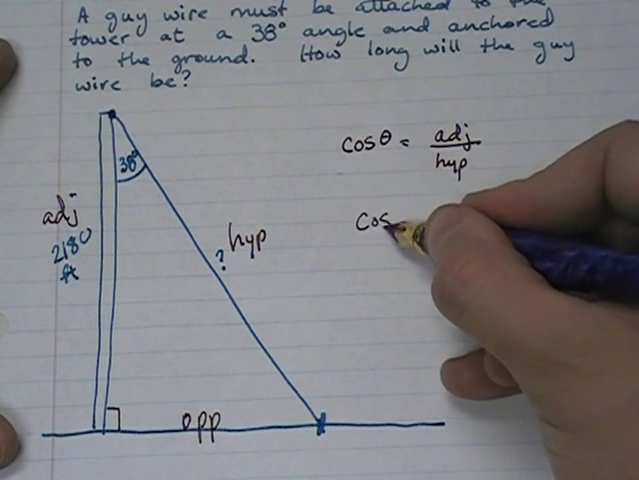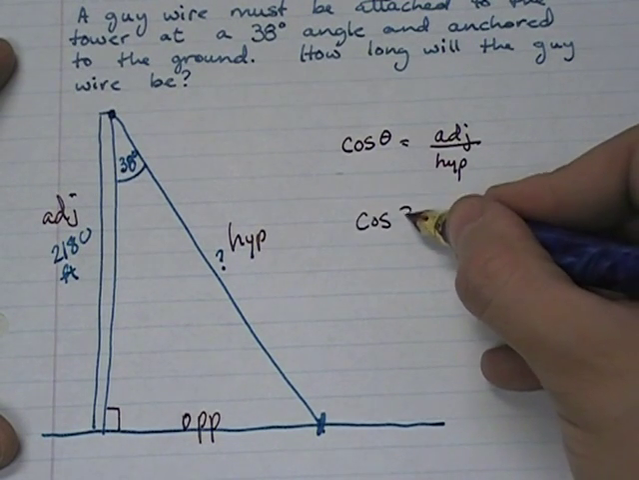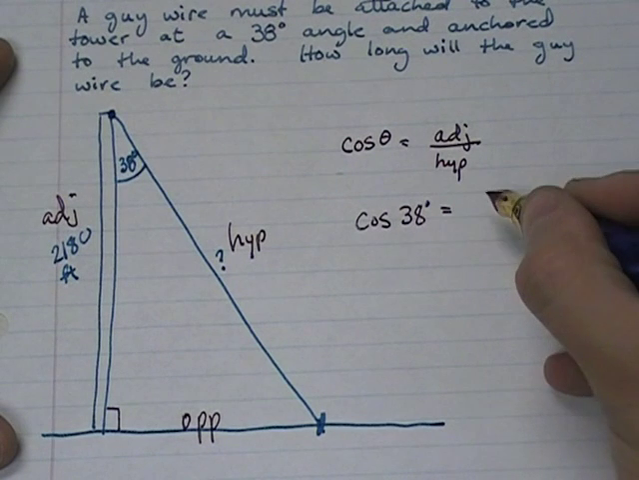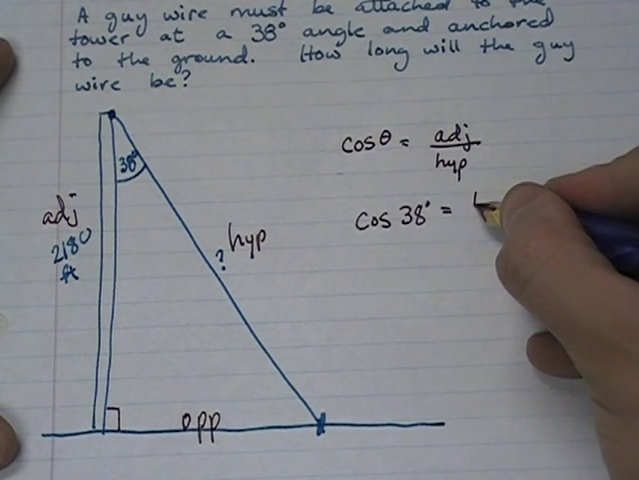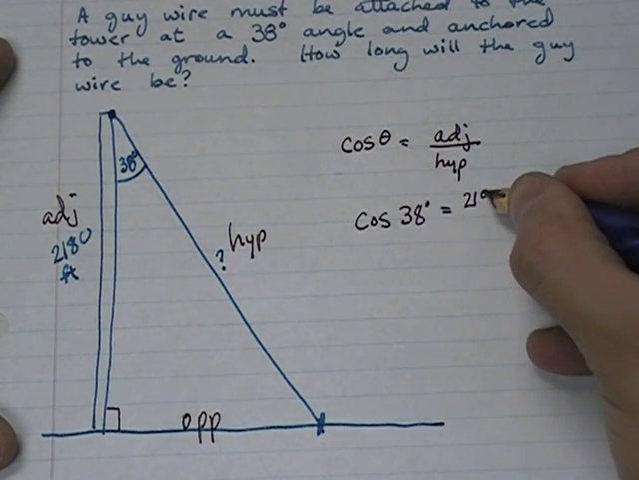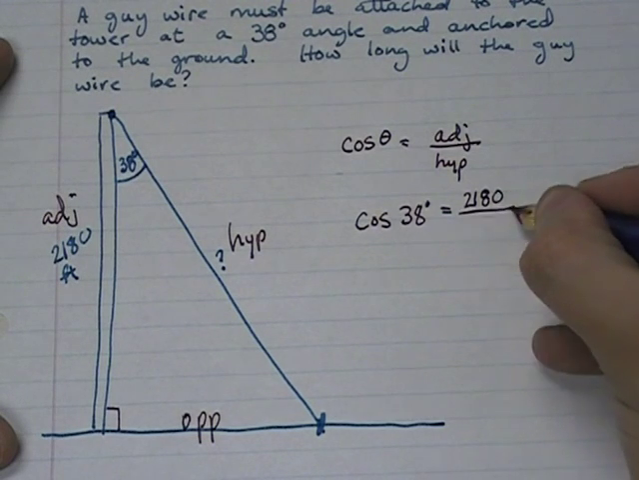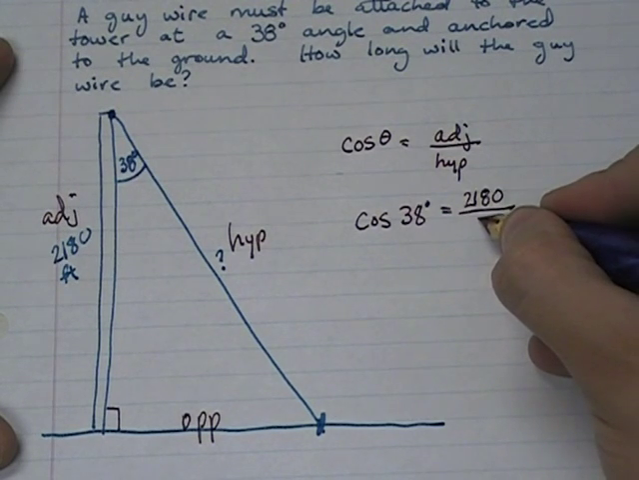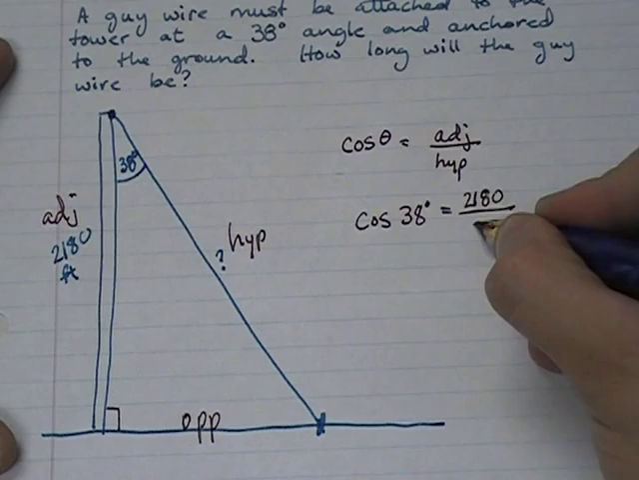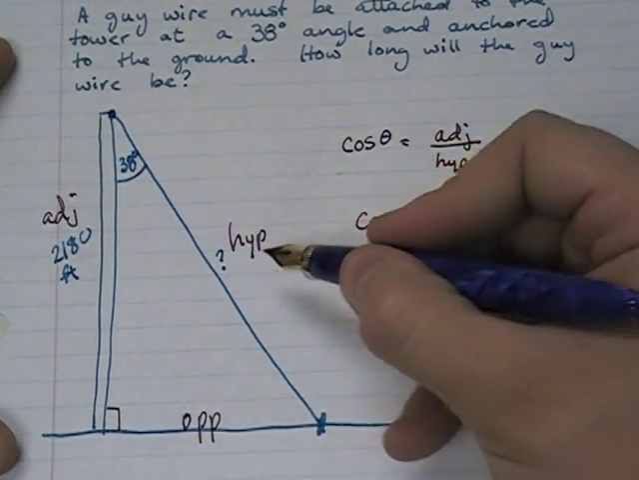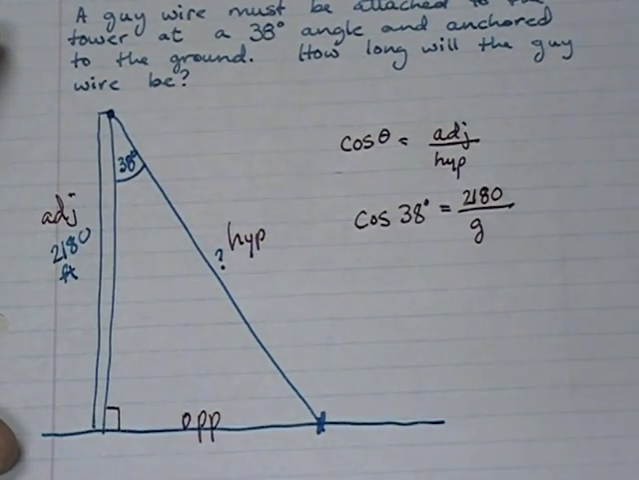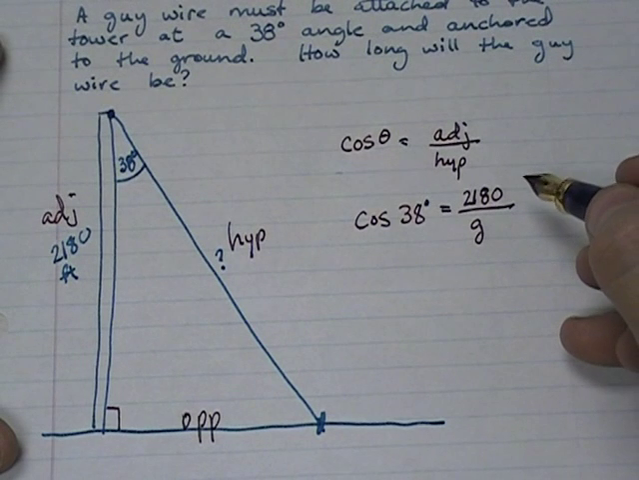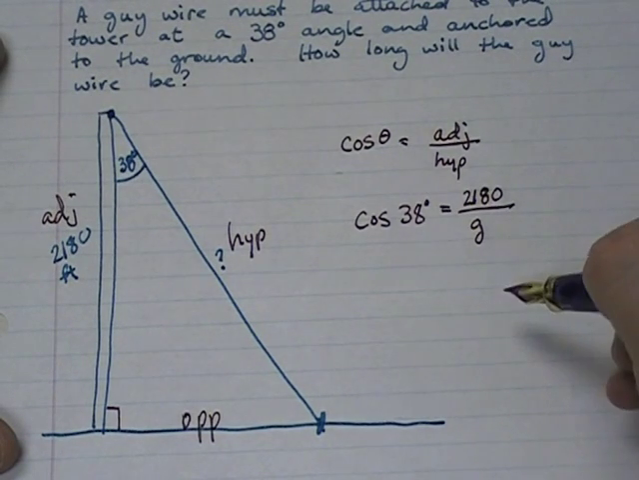So the first thing I do is plug in theta, 38 degrees. Adjacent is 2180. And the hypotenuse is, I don't know, I'm going to call it G, because that's the guy wire. Okay? So now we have to solve for G.